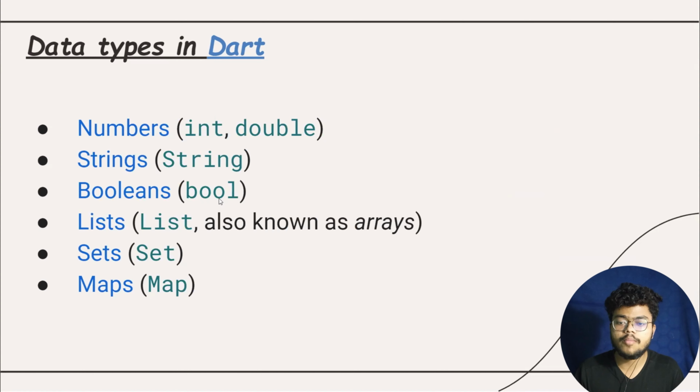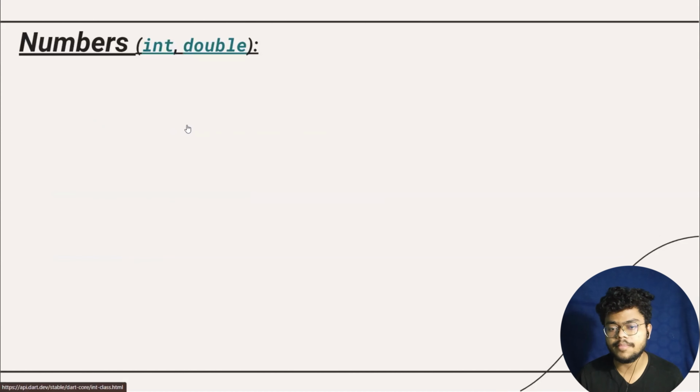So let's talk about data types in Dart. There are many data types in Dart. These are the most used data types: numbers, that consist of int and double, strings and boolean values, and list, also known as arrays, set and maps. So let's talk about numbers, which consist of int and double.